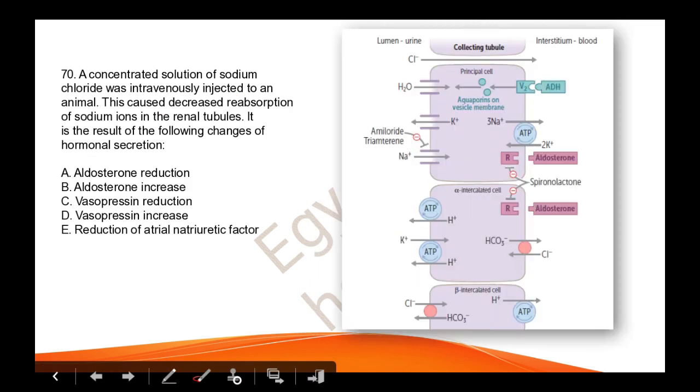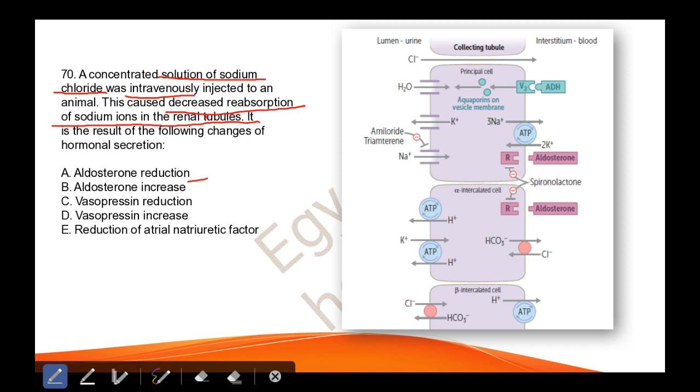So next question, we are having an injection of a solution full of sodium chloride to an animal, and this caused a decreased reabsorption of sodium ions in the renal tubules. So the aldosterone reduction is a result of the increased sodium in the blood.